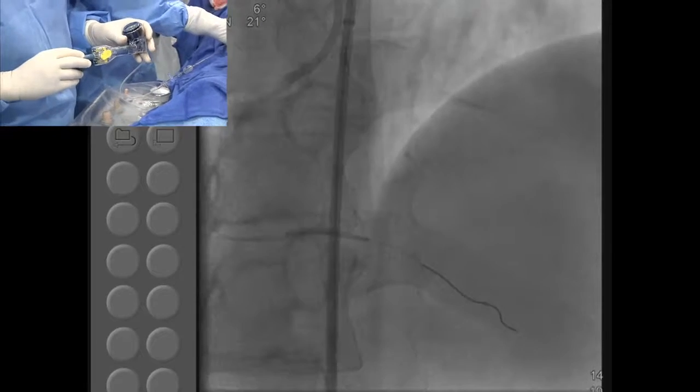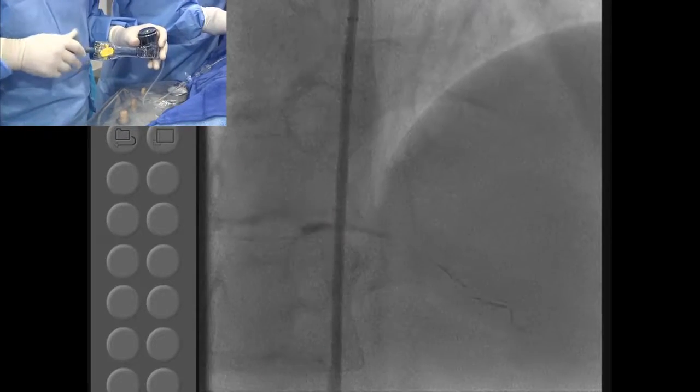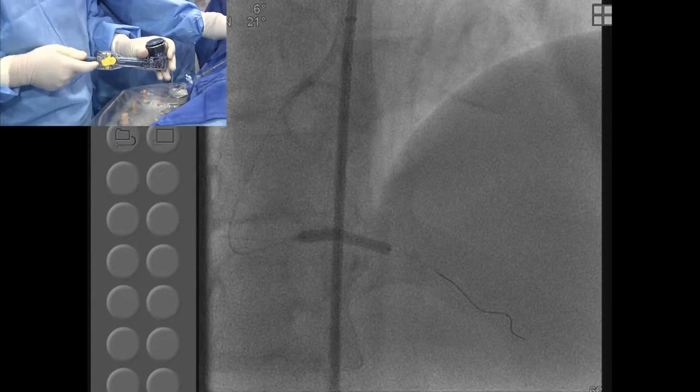This is 3.0, it's not 2.7. Right. Don't go high pressure. Okay, we are going up now. 12 atmospheres. Down.